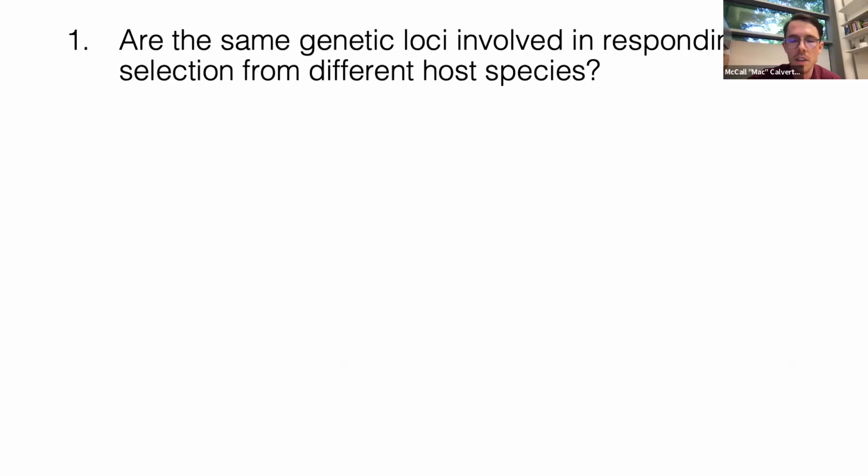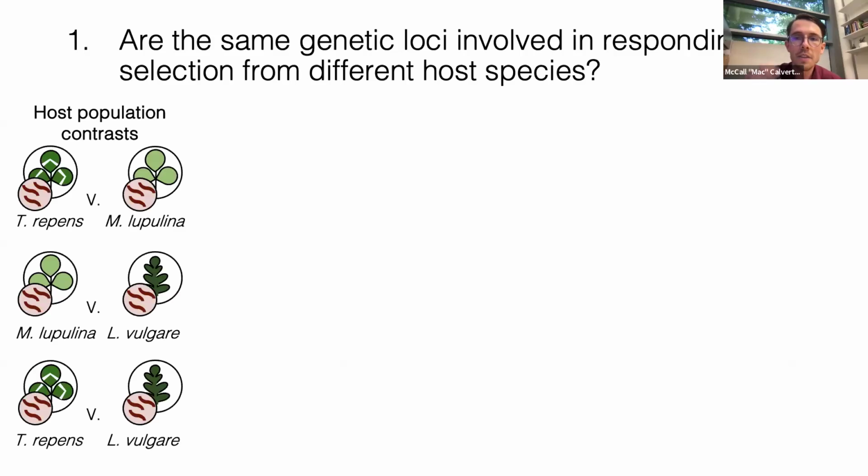So on to our first question about whether the same genetic loci are involved in adaptation or responding to selection from different hosts. Well, the first step we have to do is actually find those host-associated loci. And to do that, we performed a version of a genome environment association analysis. And really what this allows us to do is essentially estimate allele frequency differences between pairs of host-associated nematode populations while controlling for the underlying population structure that exists in our sampling data set.